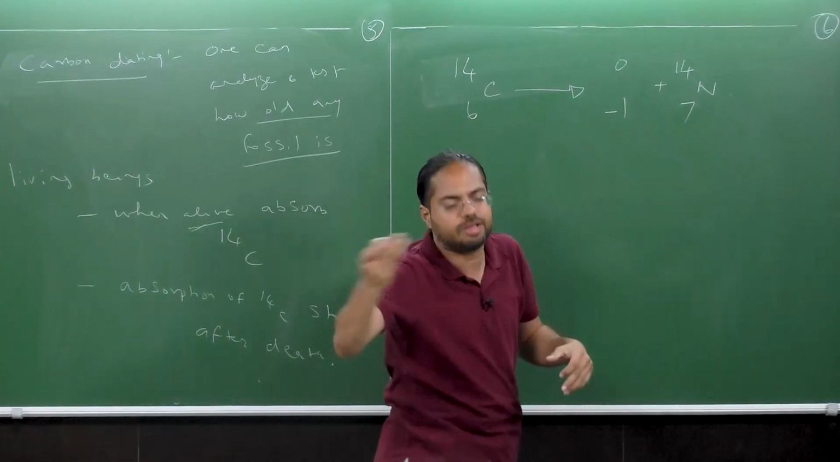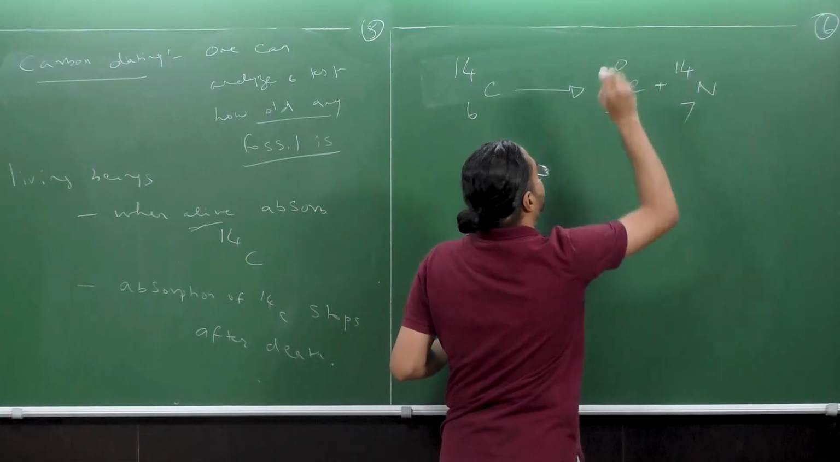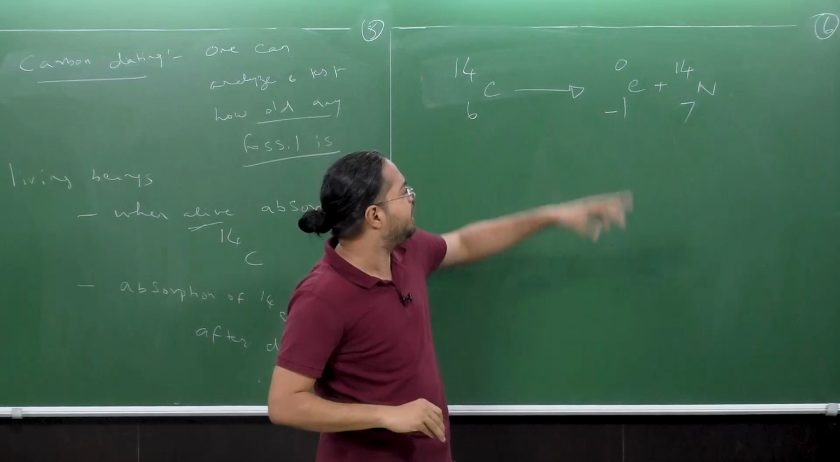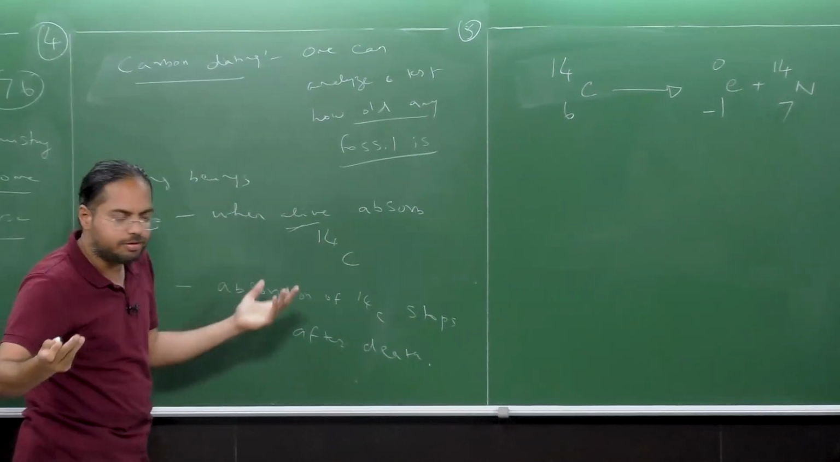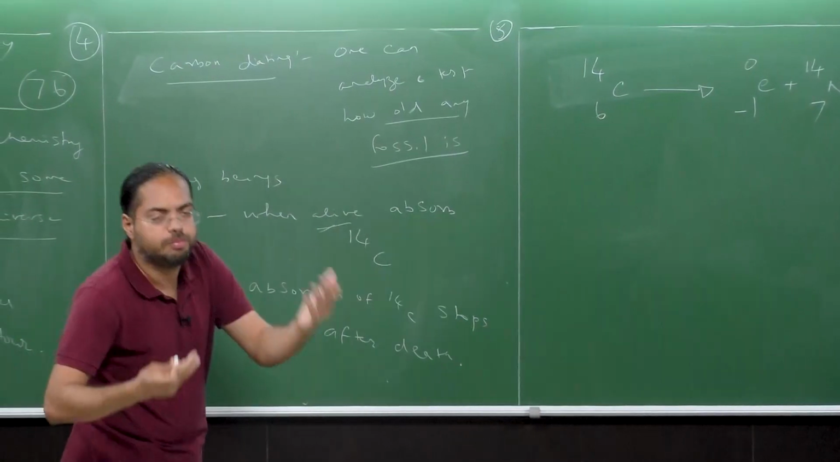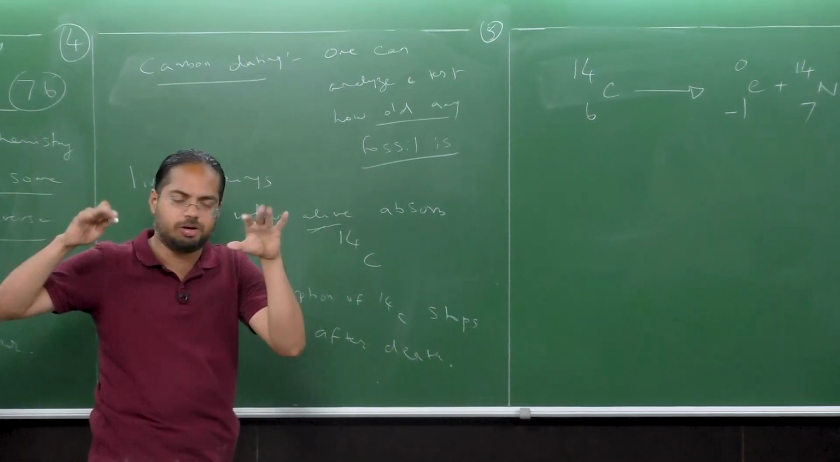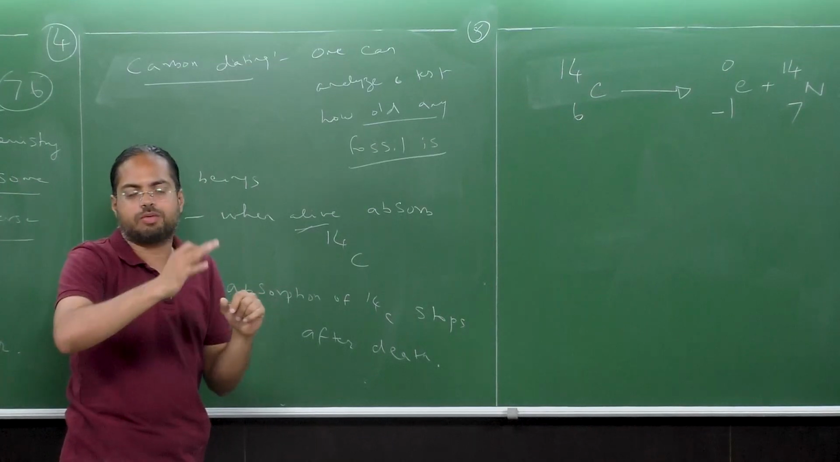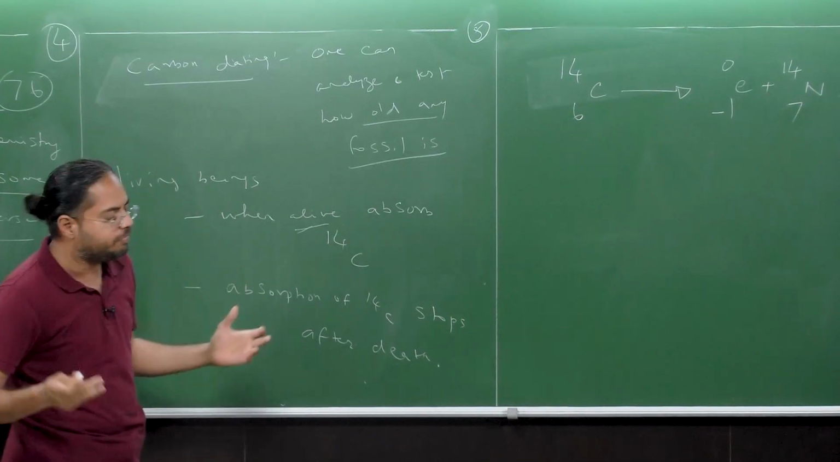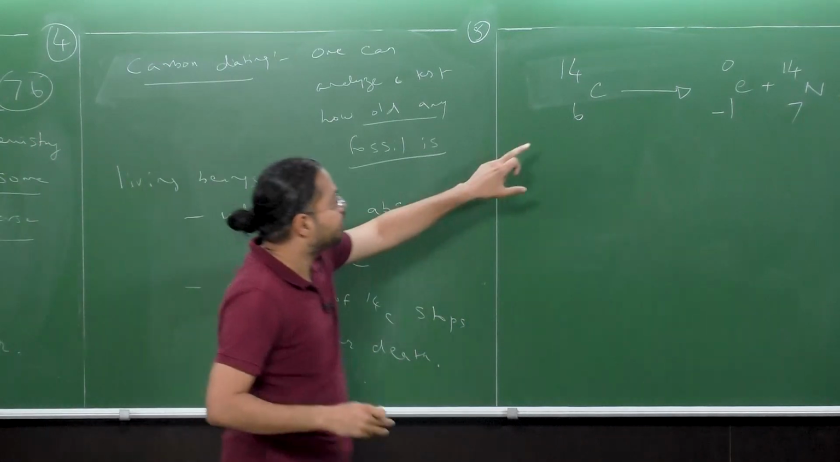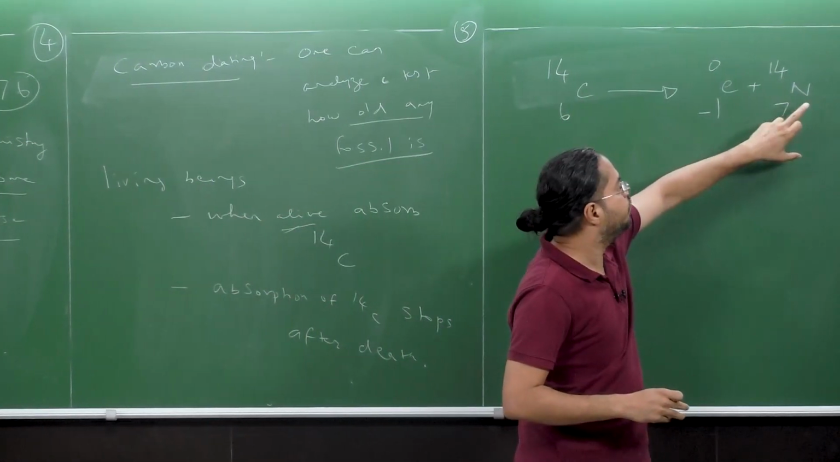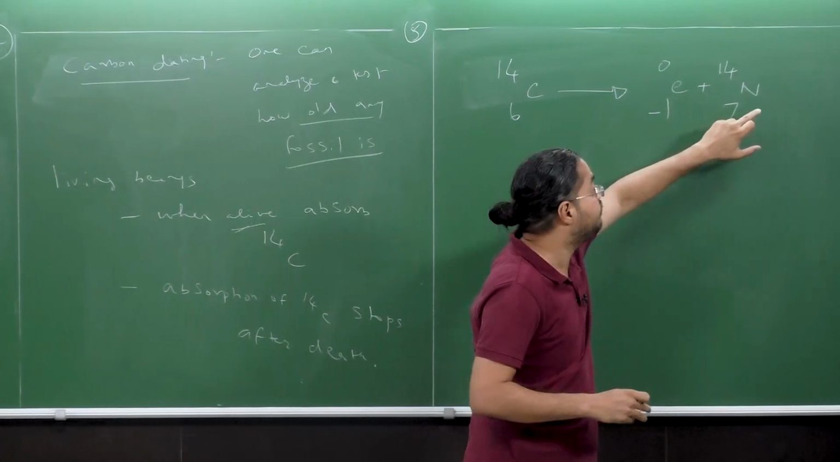See, for the sake of simplicity, I'll just write it down as an electron itself. A beta particle is nothing but an electron, efficiently. Living beings absorb 14 carbon, and after death, death of not just human beings, of all the plants and animals, by whatever definition, once they stop living, the absorption of 14 carbon stops. But 14 carbon then continuously gets converted to 14 nitrogen, which is a stable isotope.